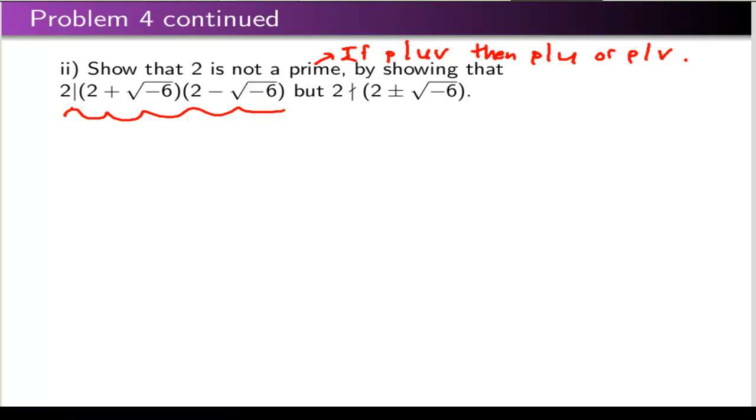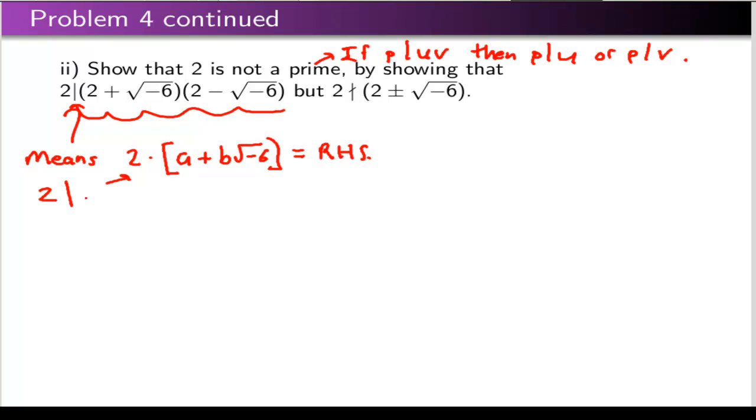Okay, so you just go ahead and multiply these two and show that 2 is a factor. Now remember, what does it mean to say 2 is a factor? This means you're working in the domain Z bracket square root of negative 6. So you need to show that 2 times some object of this form equals the right-hand side. Okay, so this is what 2 dividing something means. 2 dividing the right-hand side would mean this.